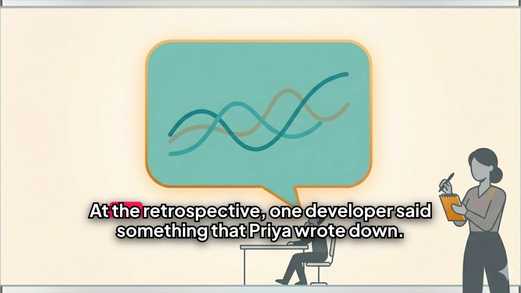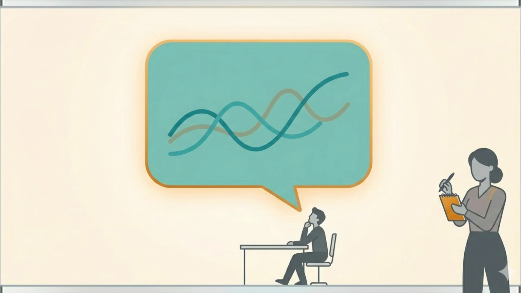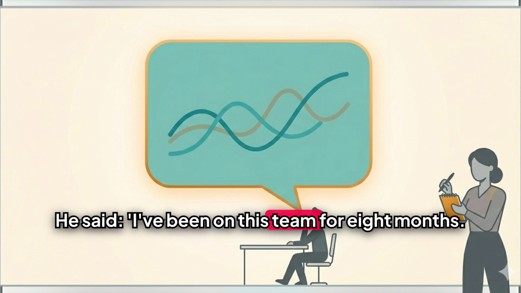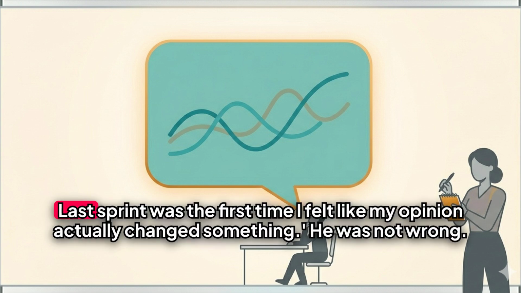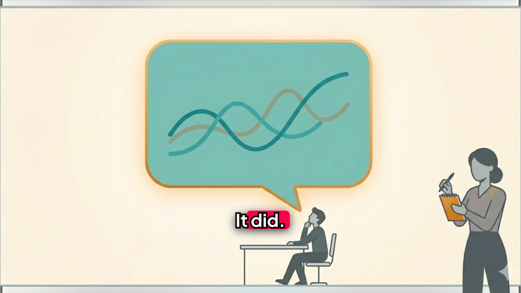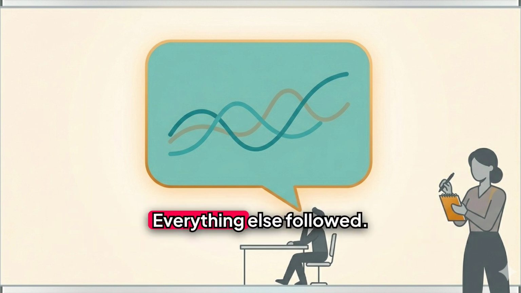At the retrospective, one developer said something that Priya wrote down. He said, "I've been on this team for 8 months. Last sprint was the first time I felt like my opinion actually changed something." He was not wrong. It did. The structure changed. Everything else followed.